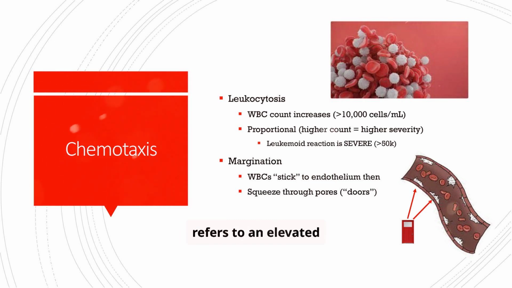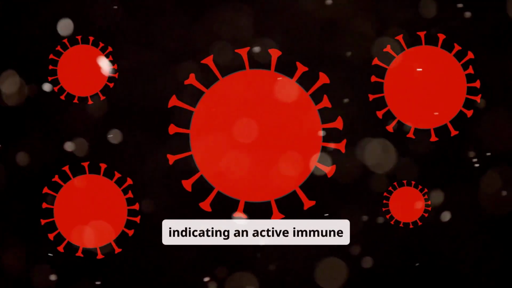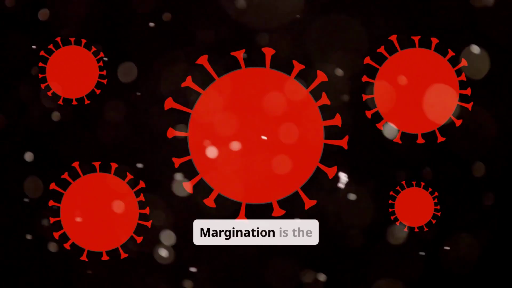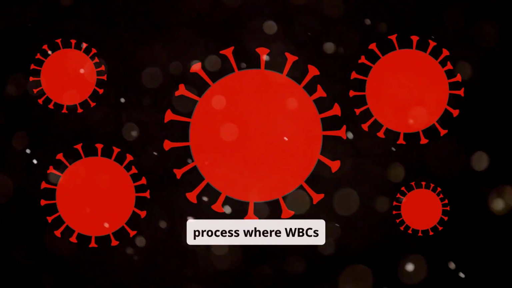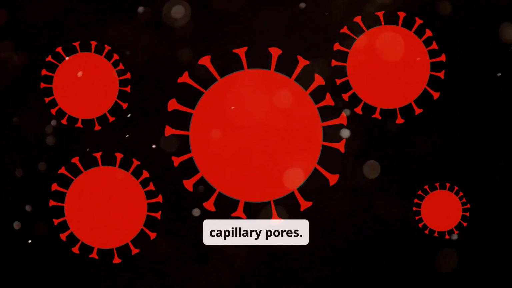Leukocytosis refers to an elevated WBC count, typically above 10,000 cells per cubic millimeter, indicating an active immune response. Margination is the process where WBCs adhere to the endothelium and squeeze through the capillary pores.